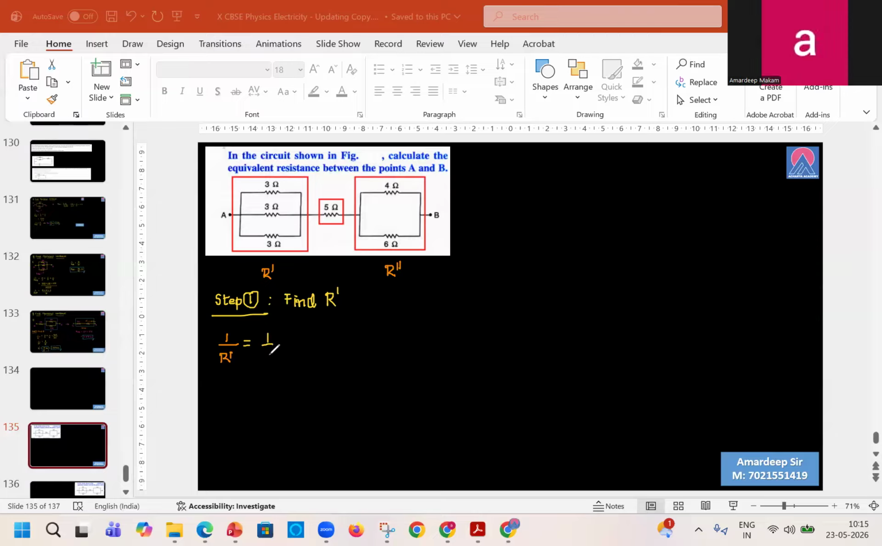And a strange coincidence you'll see. Three 3 ohm resistances connected in parallel, and this will become 3 upon 3. 3 upon 3 is nothing but 1. 1 upon 1 is 1 only, so how much is R dash? 1. So if you dare, things may not be very hard sometimes.